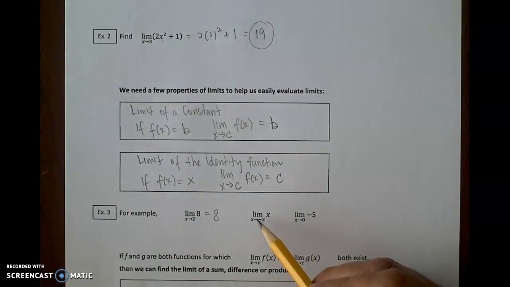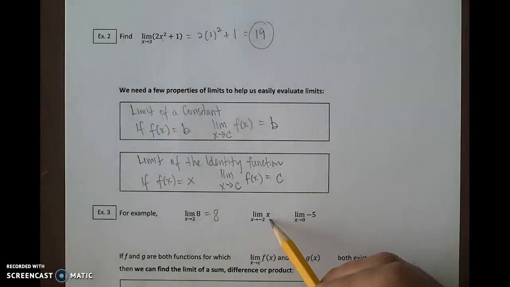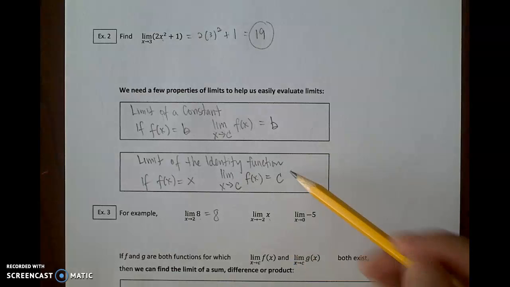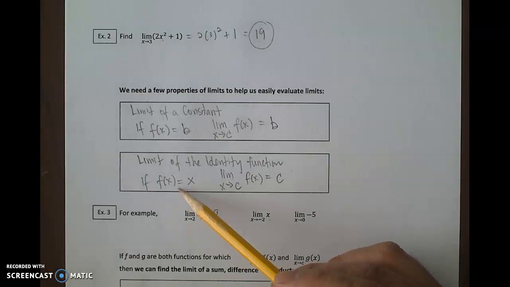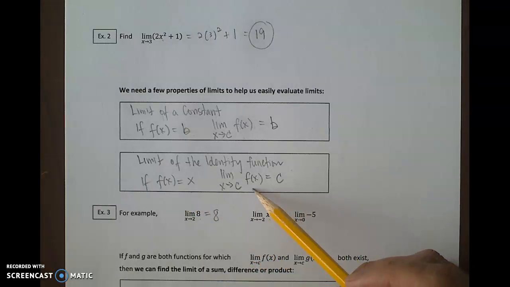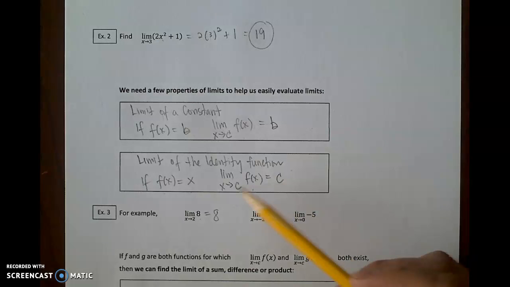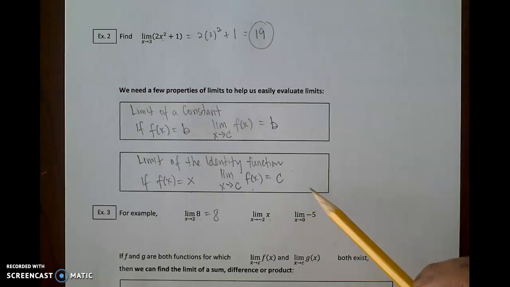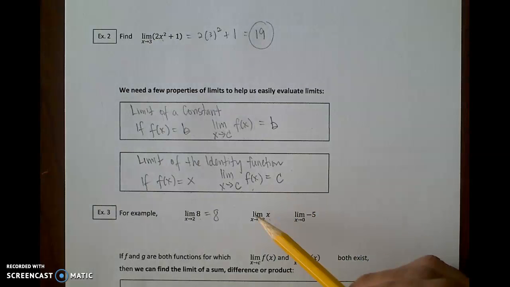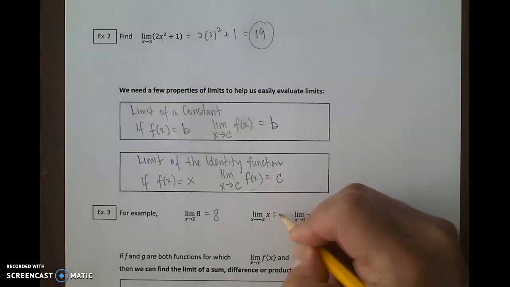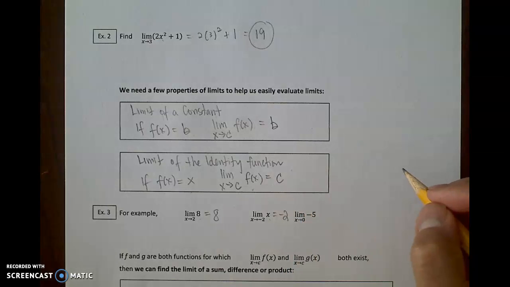Okay. Finding the limit of the function that's defined by this variable x. Okay, so that would be the limit of the identity function. If the function is just x, according to this property, the limit as x approaches c of this function is just c. So the limit of this function x as x approaches -2 is equal to -2.